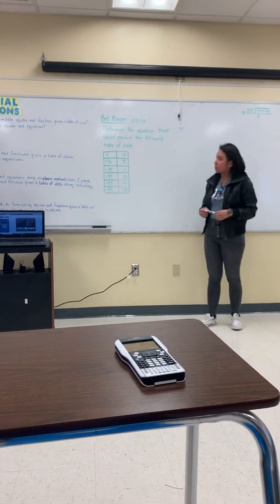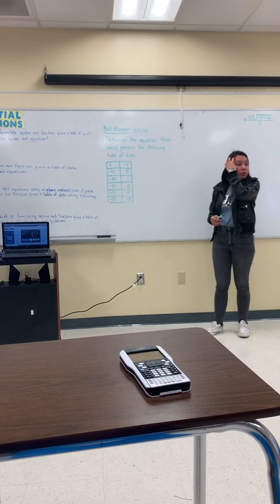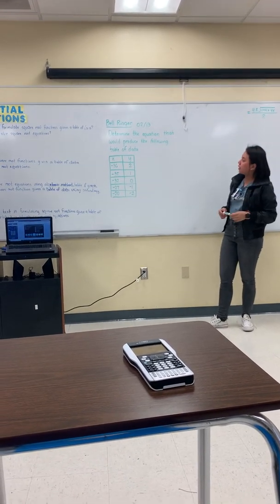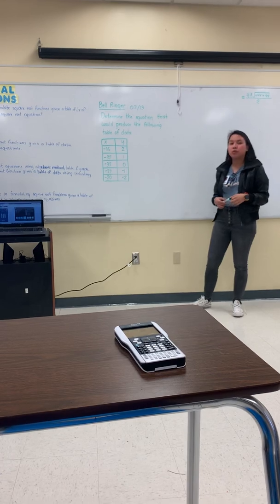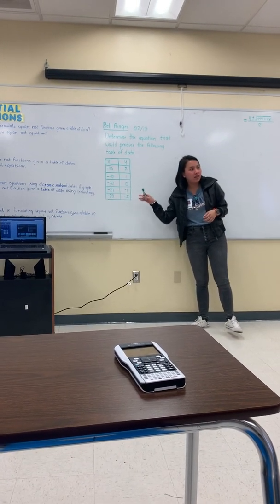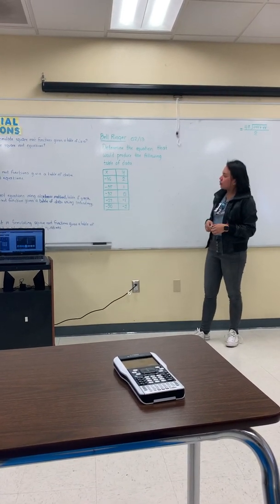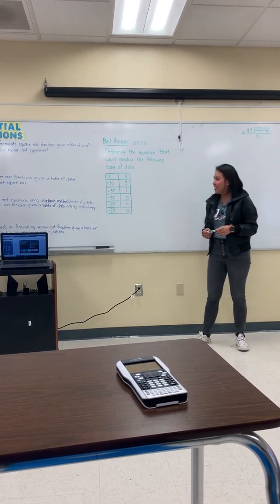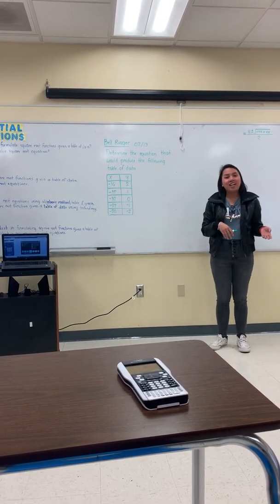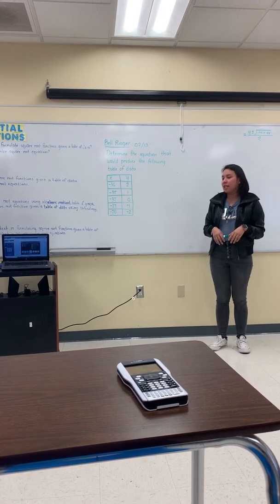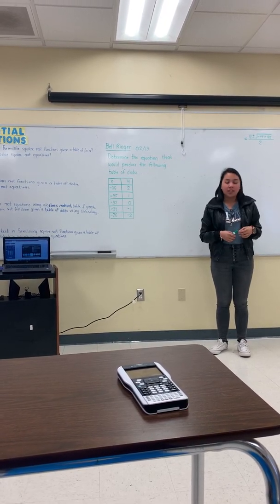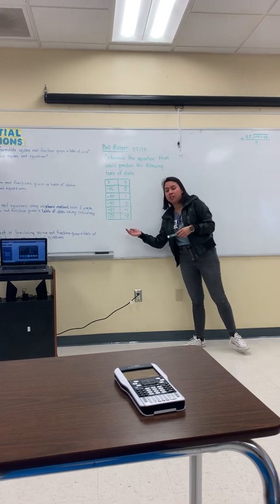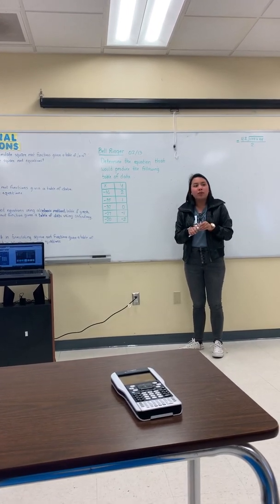The one I gave yesterday in Google Classroom. In here, you have to determine the equation that would produce the following table of data. Okay? So again, because this is a square root function, and in the calculator you cannot get square root regression, that means we need to use quadratic regression in getting our final square root function. Okay? What do we need to do first?